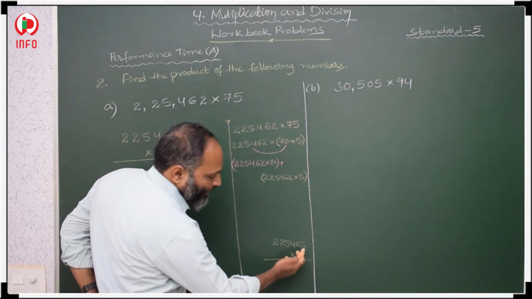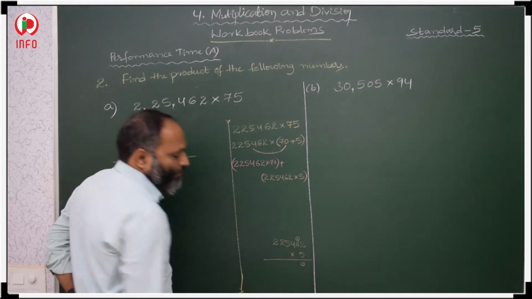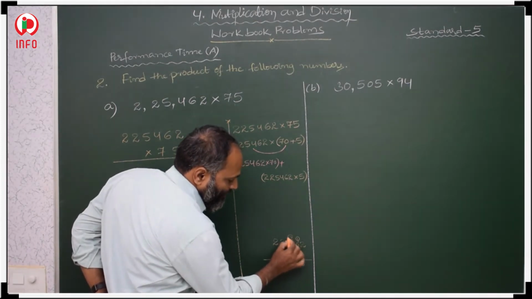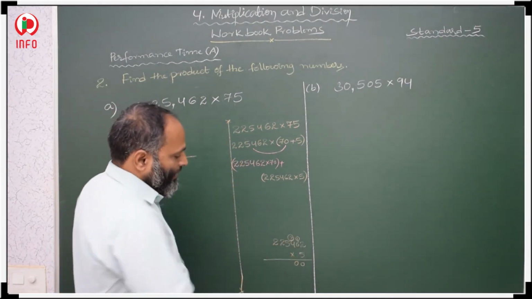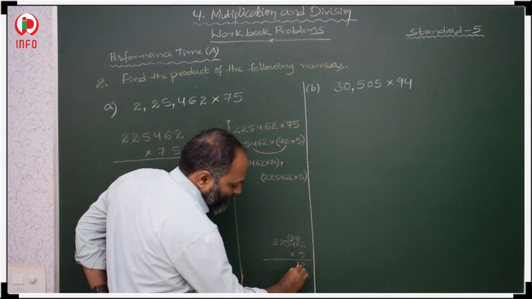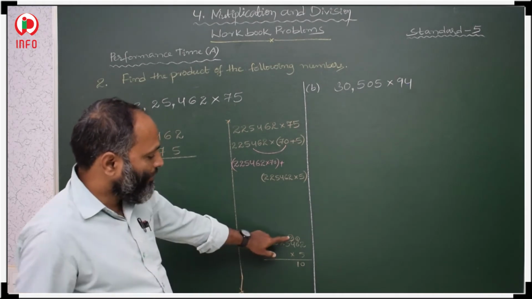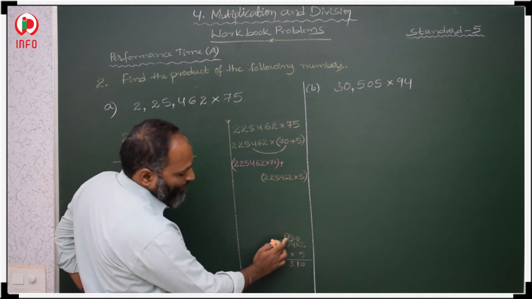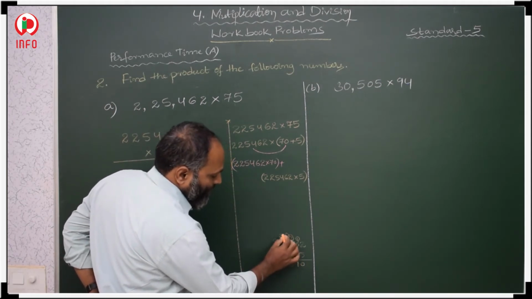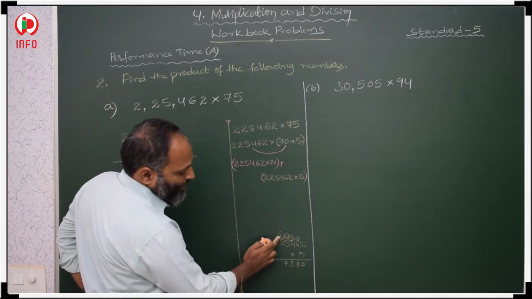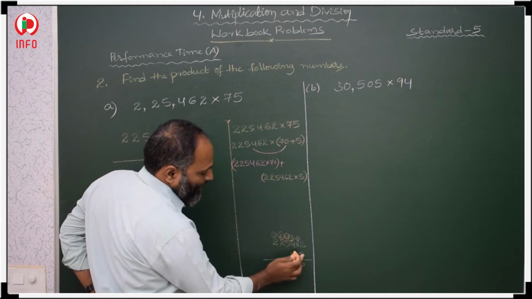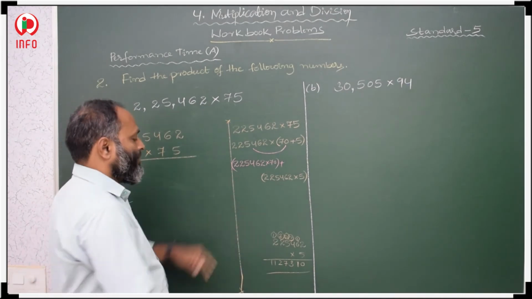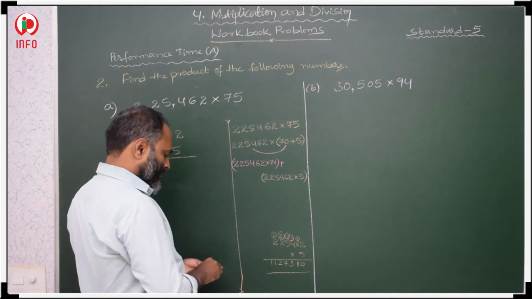Multiply with 5. 5 twos are 10 and 1 goes to the next place. 5 sixes are 30, and 3 goes to the next place. 30 plus 1, 31. So we have to add also. 5 fours are 20, 20 plus 3, 23. 3 here and 2 here. 5 fives are 25, 26, 27. 27, and 2 here. 5 twos are 10, 10 plus 2, 12. 12 means 2 here and 1 here. 5 twos are 10 plus 1, 11. What is our answer? So this one. First we have to write that one.